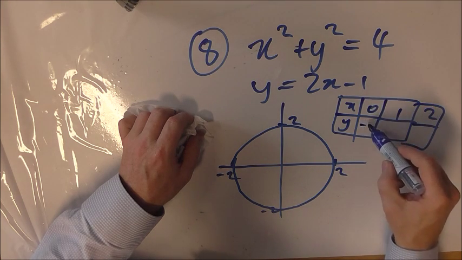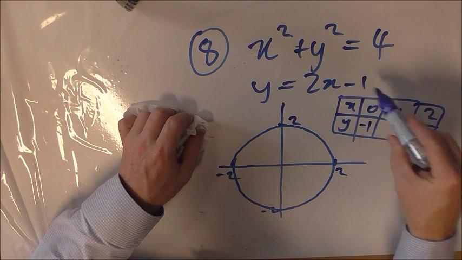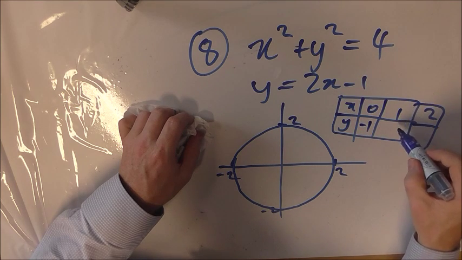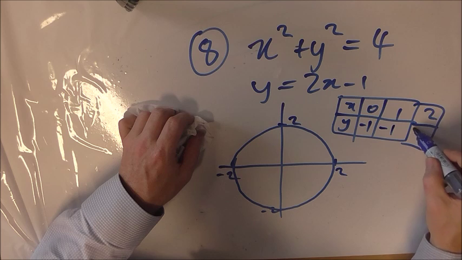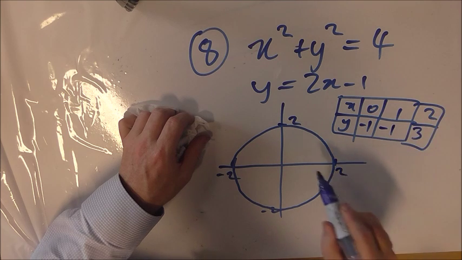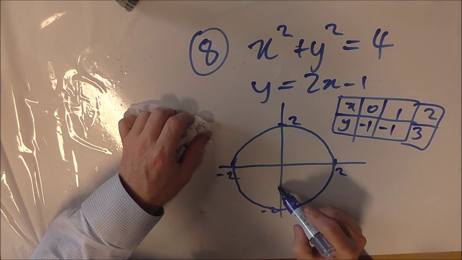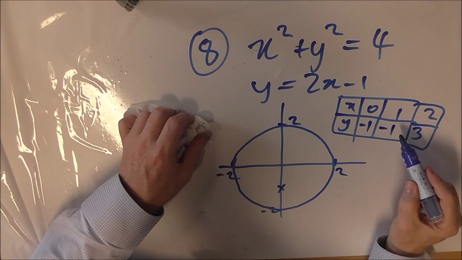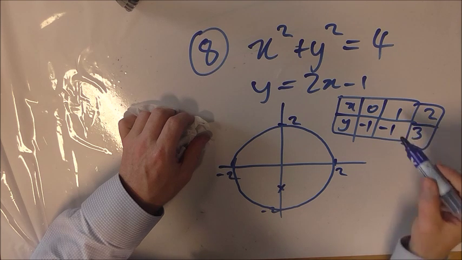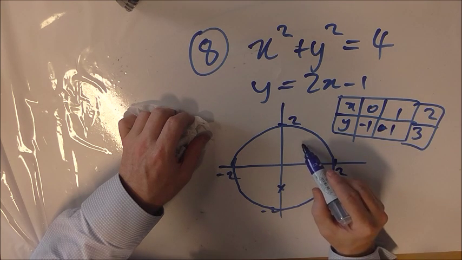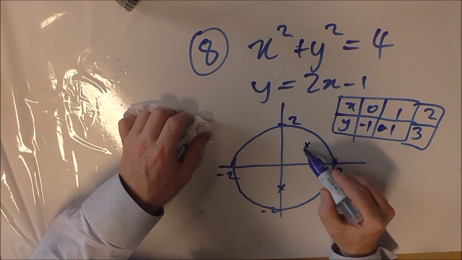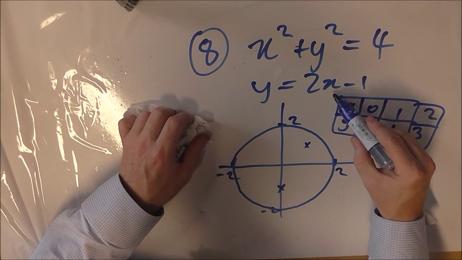So if x equals 0, y equals negative 1. If x equals 1, y equals negative 1. If x equals 2, y equals 3. So 0 along, 1 down. 1 on. So that should be a 1. 1 along, 1 up. And 2 along, 3 up.